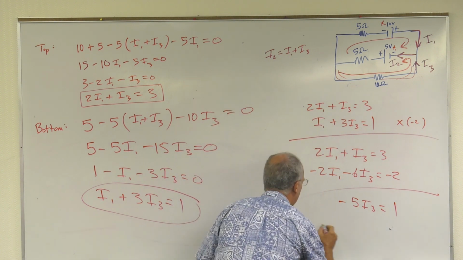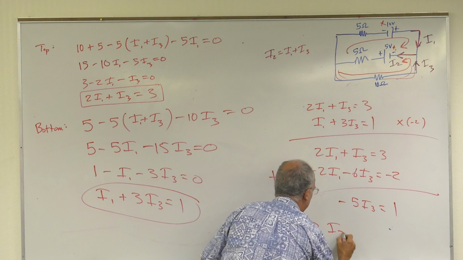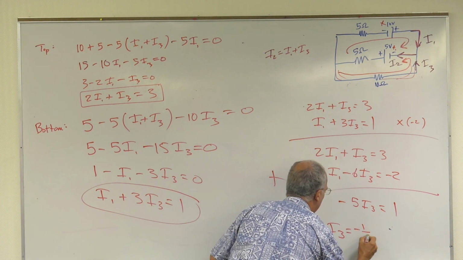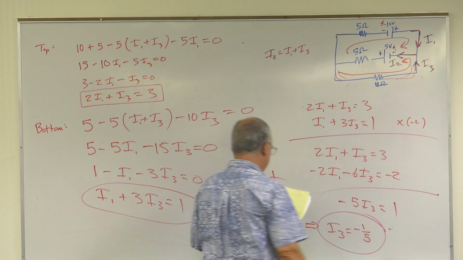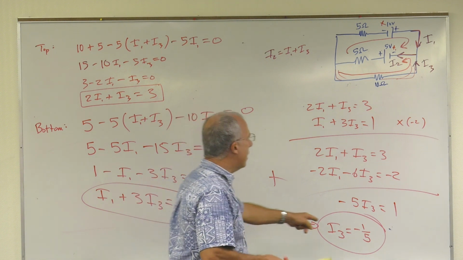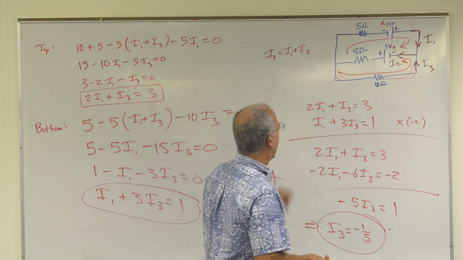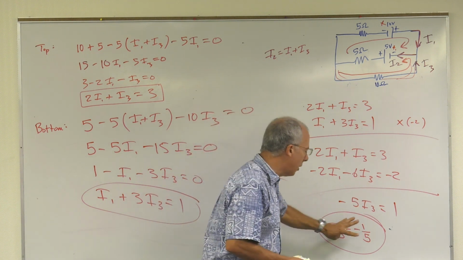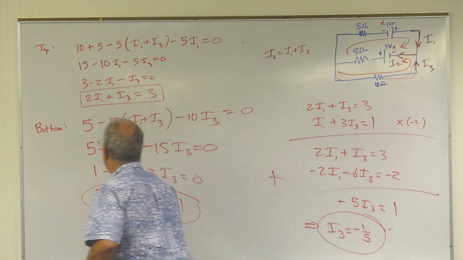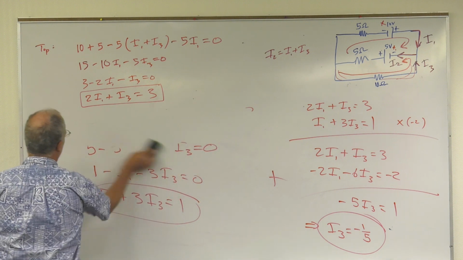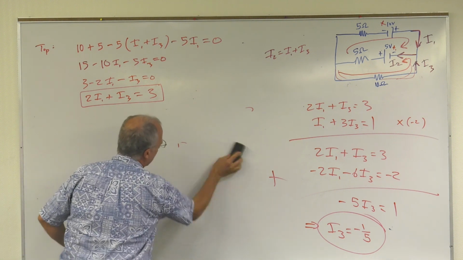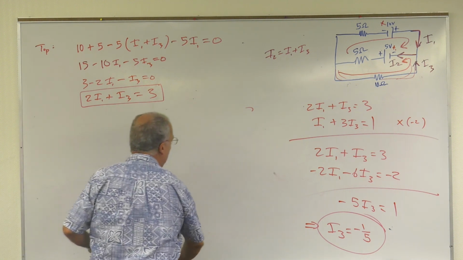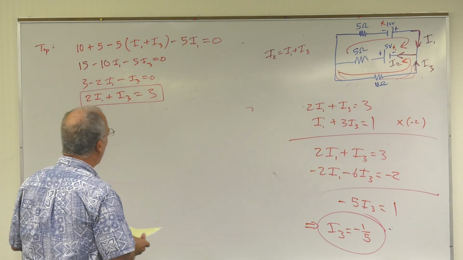So therefore, I3 equals negative 1/5. Okay? Now, what's the minus sign mean? It means that I3 is actually going this way. I don't care, you know. The math is correct. That's all I care about. I don't care about the direction. All right, so now we got I3. We're not done yet, right? Now we're going to get I1.